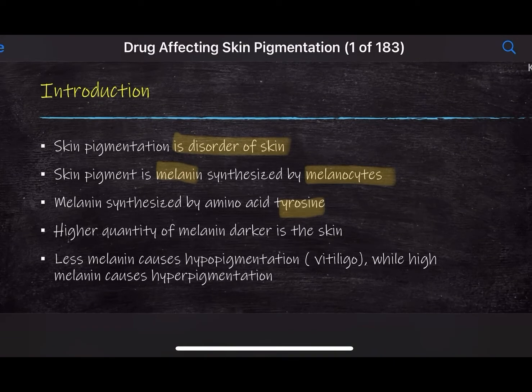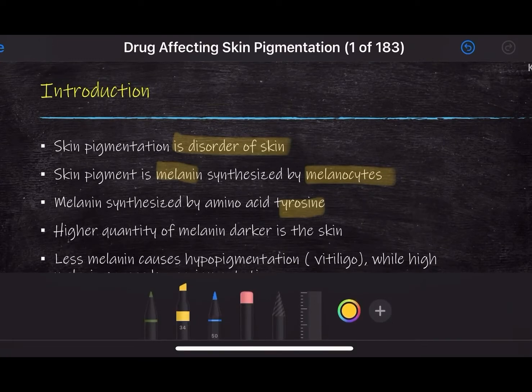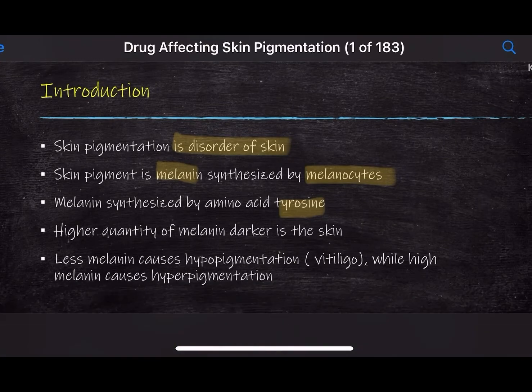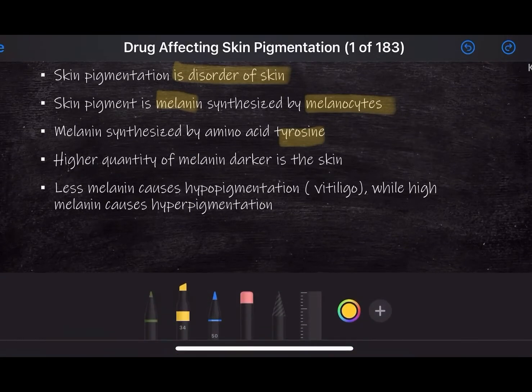Interesting point here: the higher the quantity of melanin, the darker is the skin, and less melanin causes certain diseases like hypopigmentation. An example of such a hypopigmentation disease is vitiligo, while high melanin causes hyperpigmentation. Two important terms are here. One is hypopigmentation while the second one is hyperpigmentation. Hypopigmentation means less melanin, lesser than the normal quantity, and if the quantity is high then it causes hyperpigmentation.